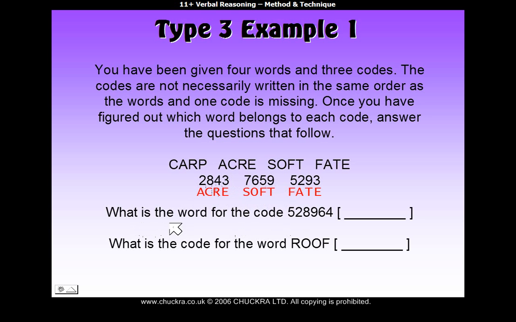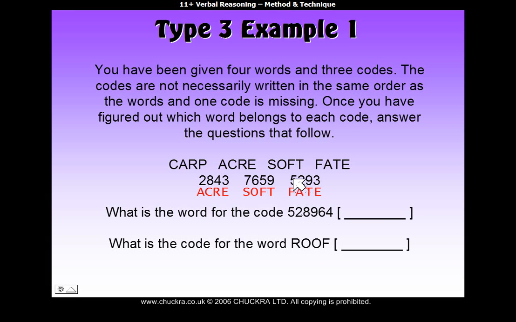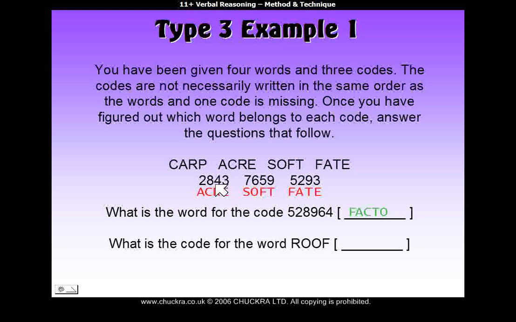So what is the word for the code 528964? All we need to do is find out what these numbers are in letter form. So let's have a look at 5. 5 is an F, 2 is an A, 8 is a C, 9 is a T, 6 is an O, and 4 is an R. So we have factor.